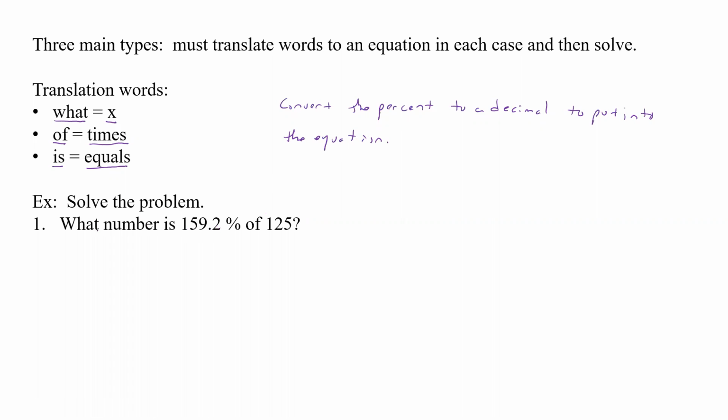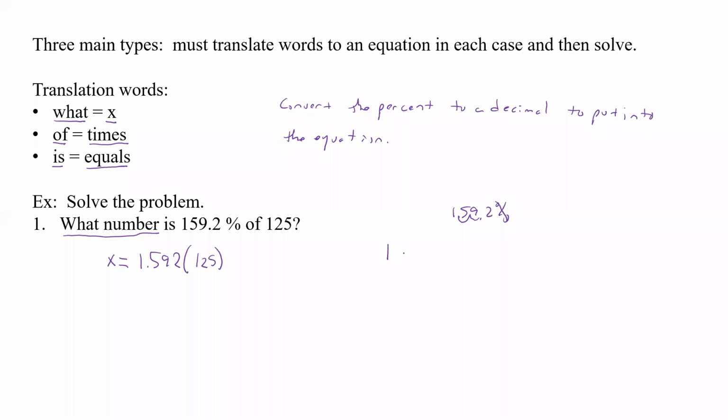So let's look at the first one here. What number is 159.2% of 125? All right, well, what number? Well, our number, that's X. Is, well, that's equals. Again, we're just following these three words. Now we have 159.2%. Well, remember, when we have something like that, we drop the percent sign, we move the decimal two places to the left, and then we get our decimal value. So that's going to be 1.592 times 125. Okay, so now we've converted this simple sentence into this simple equation, and now all we have to do is multiply to get the answer.